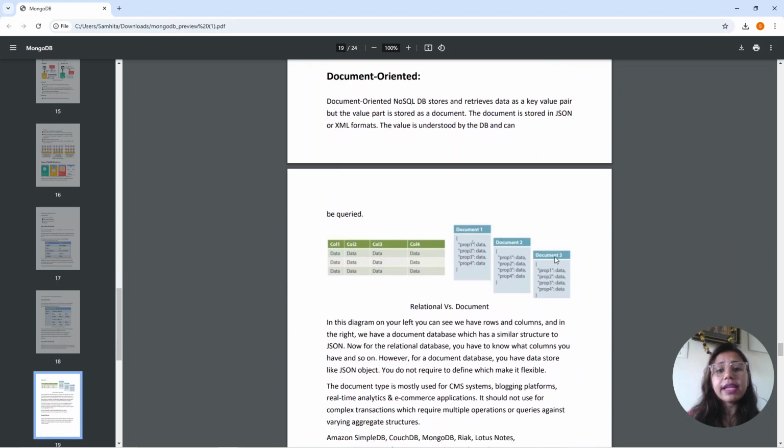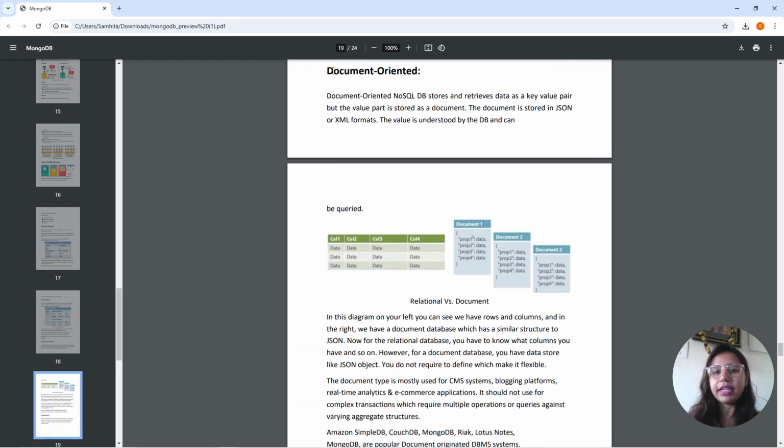Okay, the next is your document oriented database. A document oriented NoSQL database stores and retrieves data as a key value pair, and everything is stored in the form of a document. So I hope now you understand which type MongoDB is. MongoDB is a document oriented NoSQL database, where we are storing everything in the form of documents.